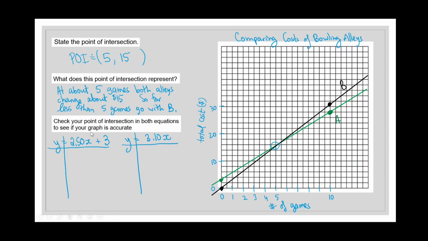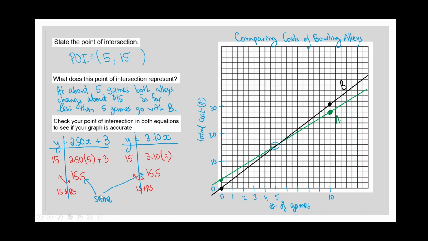Let's check our point of intersection. So plugging in 5 into first equation gives us $15.50. So it's not exactly 15 that we guessed here. Let's check in equation number 2. Oh, we get 15.5 as well. So it looks like I was just reading off my graph here. I said it's going to be 15, but it's actually 15.5.